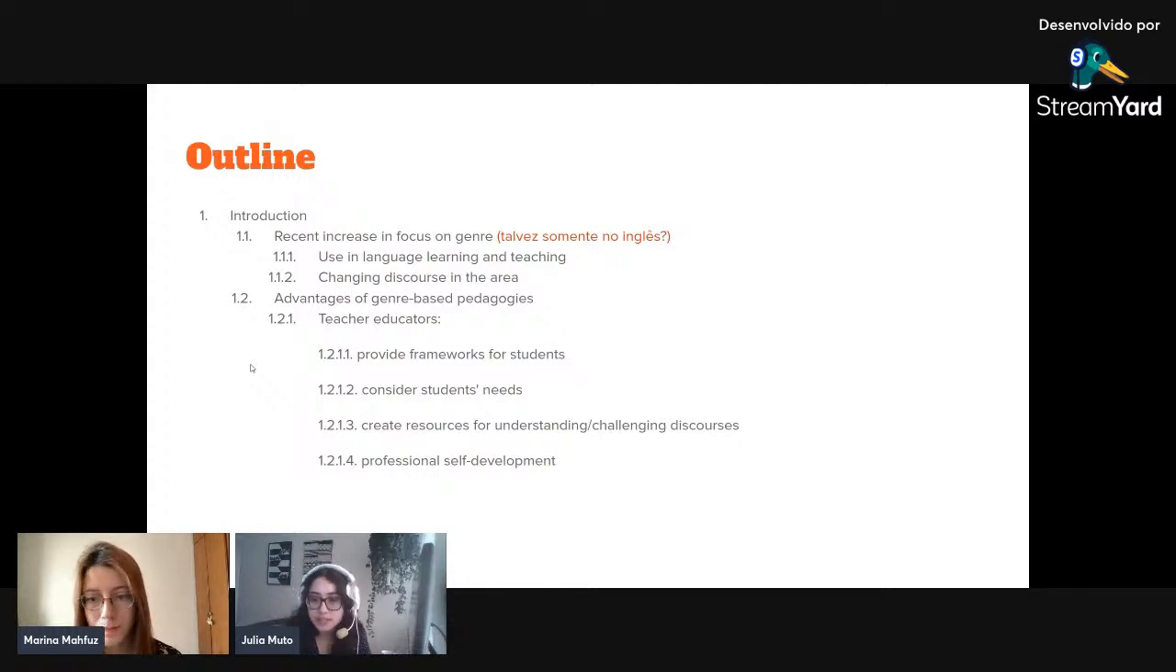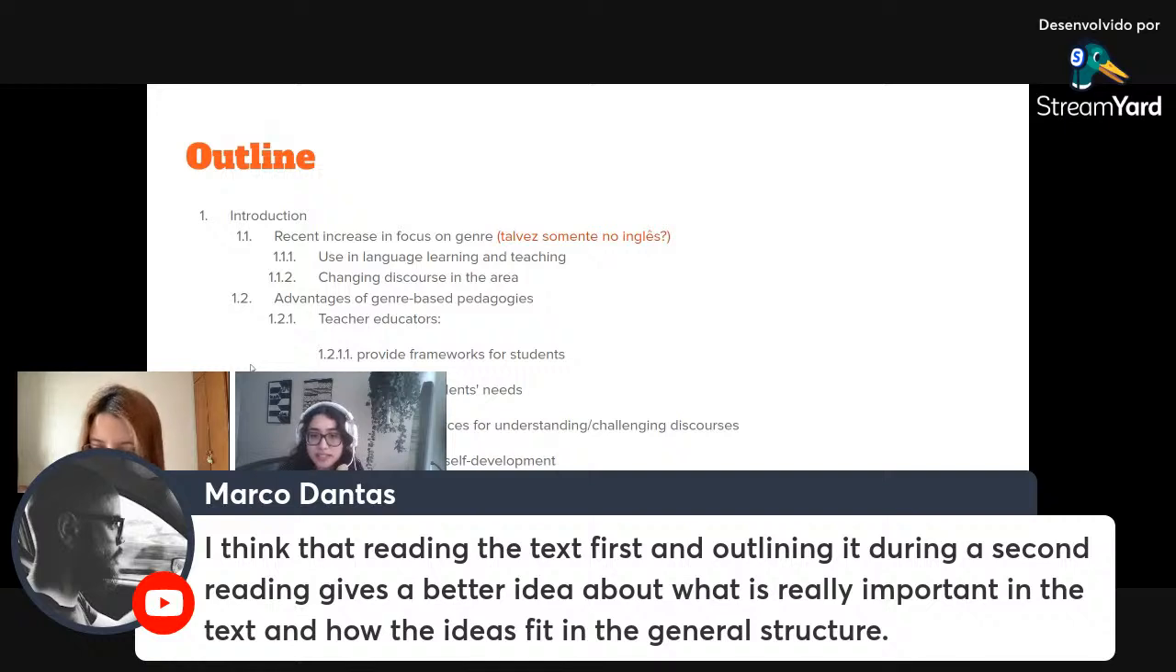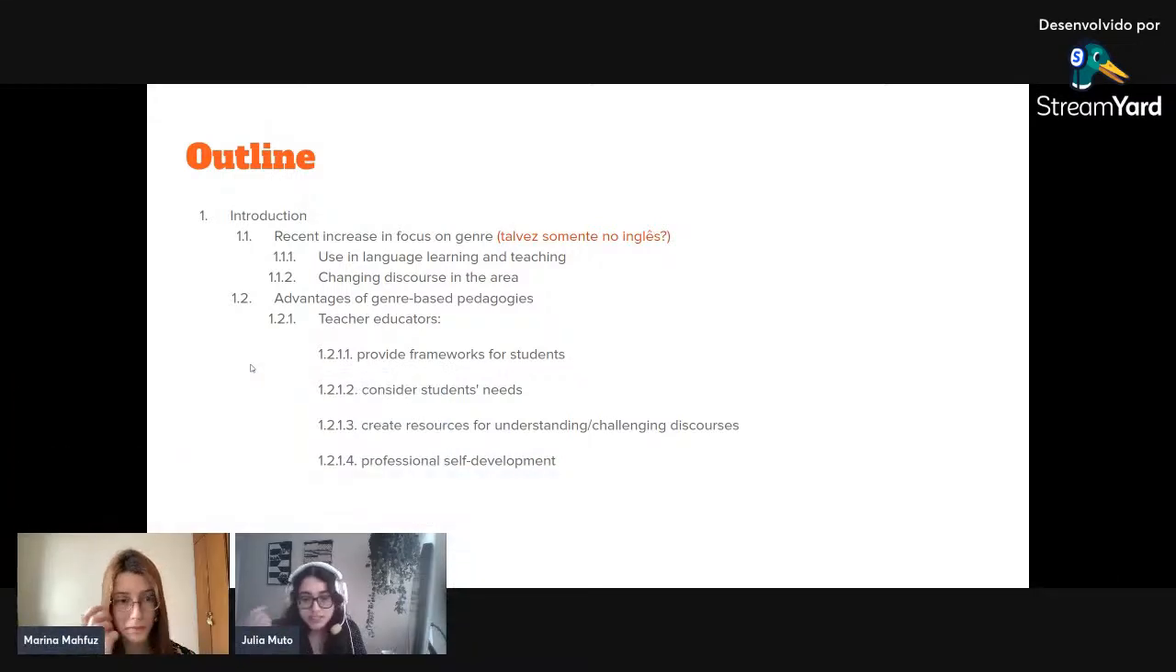Yes, Marco said, I think that reading the text first and outlining it during a second reading gives a better idea about what's really important in the text and how the ideas fit in the general structure. Yes, but there is something that I want to highlight: even things that you may not consider important should be on your outline. You saw my example that there are things that are considered not necessarily not important, but common knowledge. And I think that can be different.